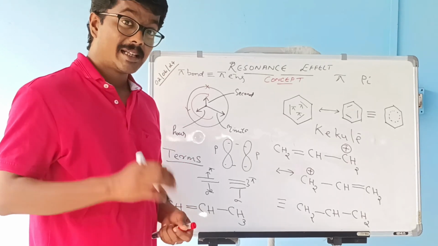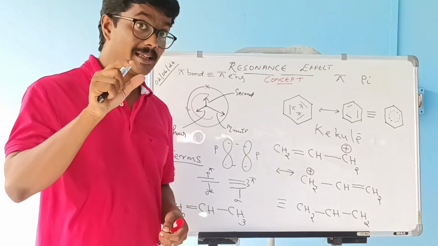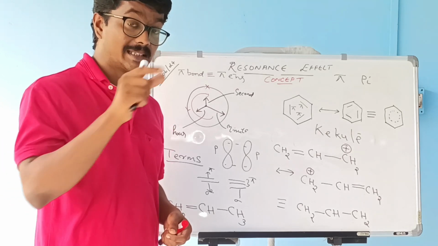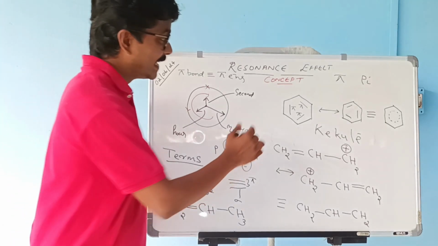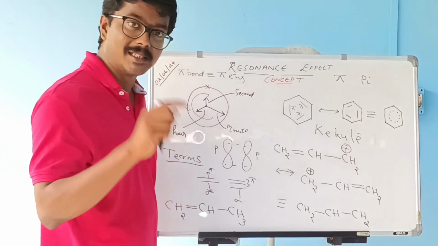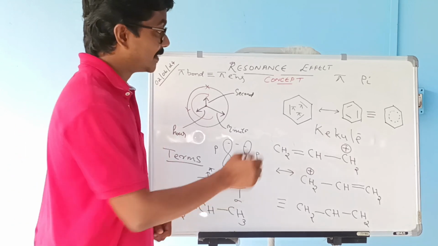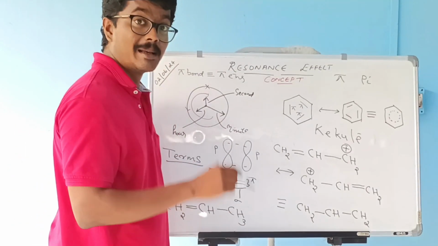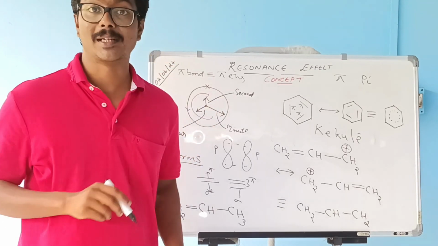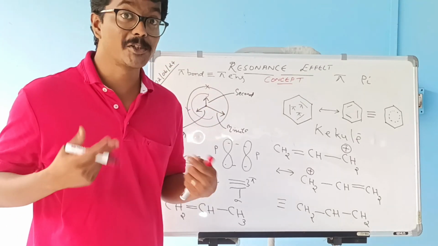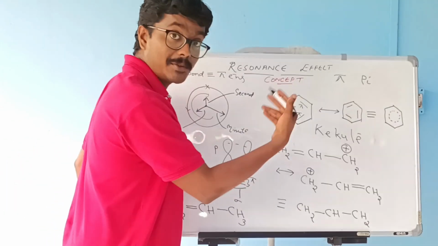Benzene was discovered by Michael Faraday, but the structure was determined by Kekule. Okay, remember that. The high reactivity of benzene is mainly due to resonance. And the reason behind it is the pi electrons inside it. The pi electrons are delocalized. What is delocalized? Free to move. The pi bonds are continuously moving.